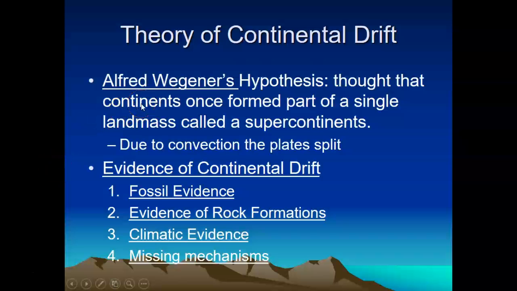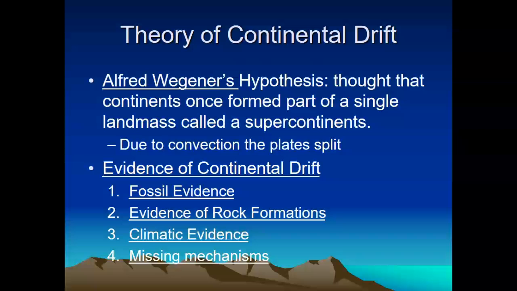A gentleman named Alfred Wegener came up with this hypothesis, and he thought that continents once formed a single landmass, which we call a supercontinent, Pangaea, and over time they started to break up and drift apart. We are going to talk about the pieces of evidence that we can use to help support the idea of continental drift and how the continents are actually moving.